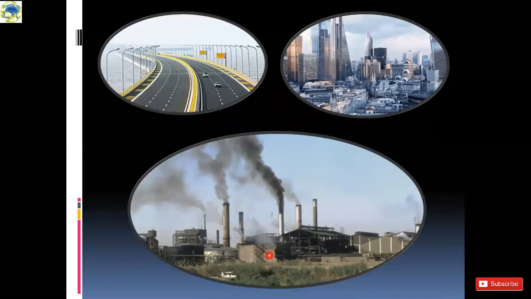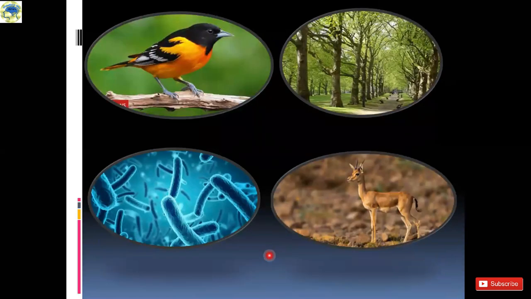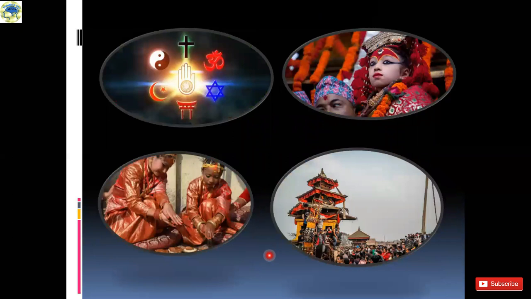These are man-made things, they are also included inside environment. Not only this, we have other things like living things are also included there. Trees are there, animals, birds, plants, and microbes, tiny organisms which we cannot see through our naked eyes. These are the biological aspects of environment. And next, which we never think about environment, we have the socio-cultural environment as well.